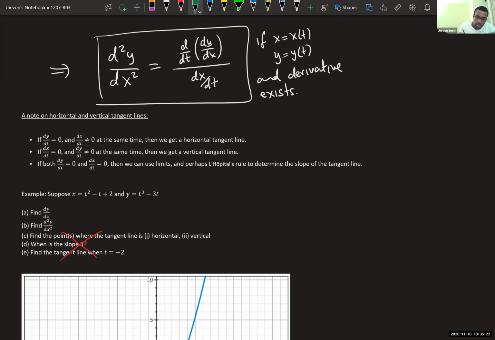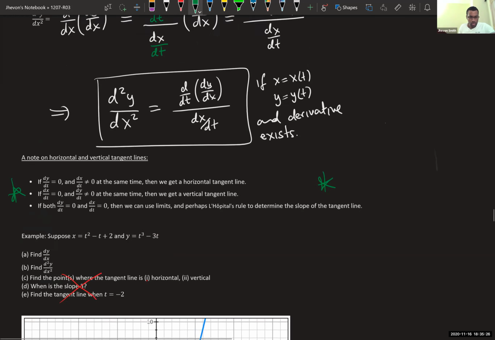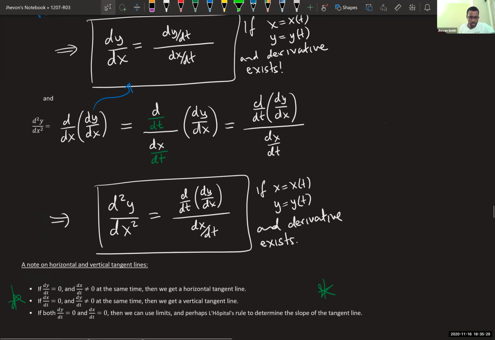Of course, there are some things that should follow right away. Looking at the derivative equation, notice that if your dy/dt equals 0, you have a horizontal tangent line because that means dy/dx equals 0, provided that you're not dividing by 0 at the same time, right? So if your dy/dt equals 0 while your dx/dt is non-zero, you get a horizontal tangent line. Vertical tangent lines happen when the slope is undefined. So that would occur if your dx/dt is 0 and your dy/dt is not 0 at the same time.